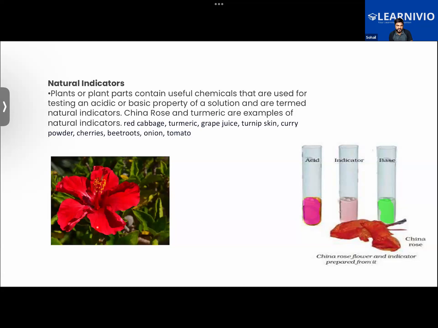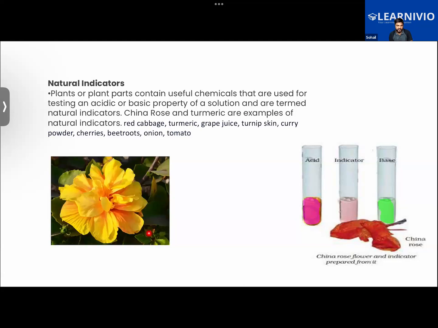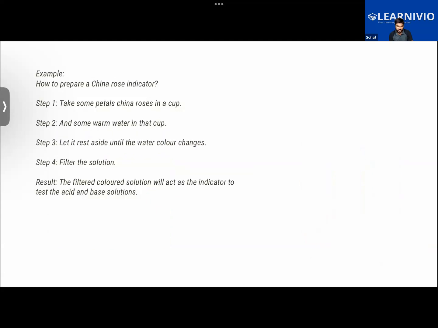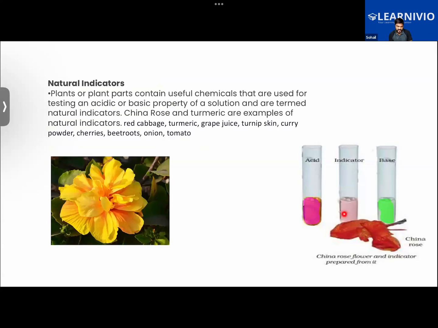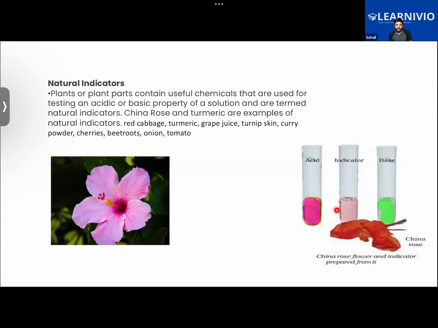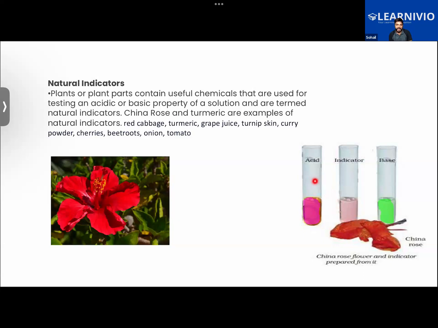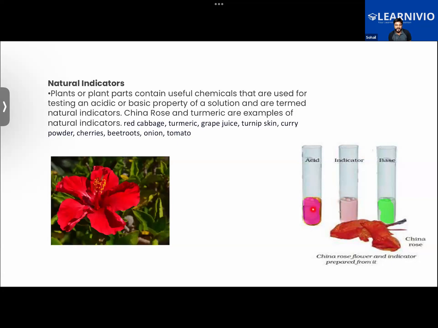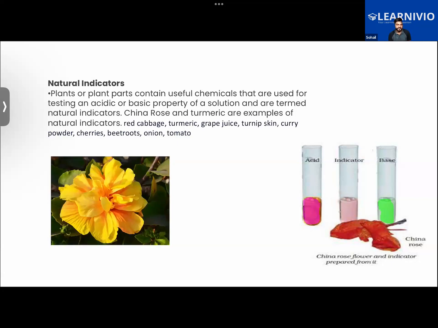The hibiscus comes in different colors. This one here, this red one. Take the petals of the China rose flower and boil them in water. Take some petals in a cup, add some warm water to that cup, and keep it aside for some time. Then filter the solution. The filtered solution will be of this color and it will act as an indicator. If I were to drop a few drops of acid into that indicator, the color changes to dark pink.